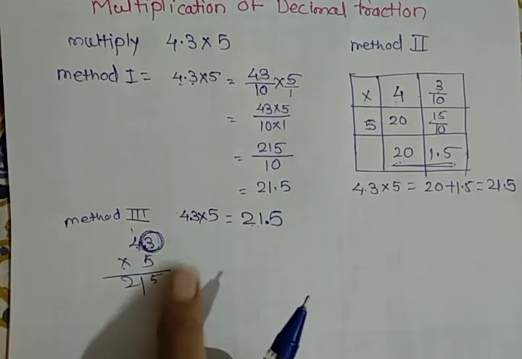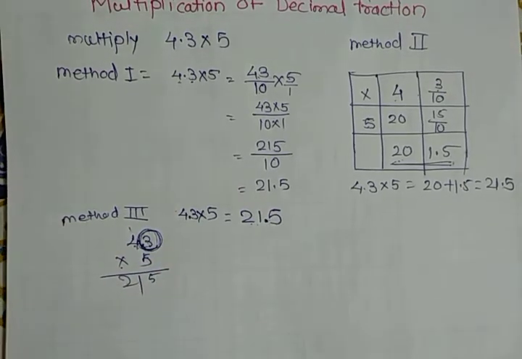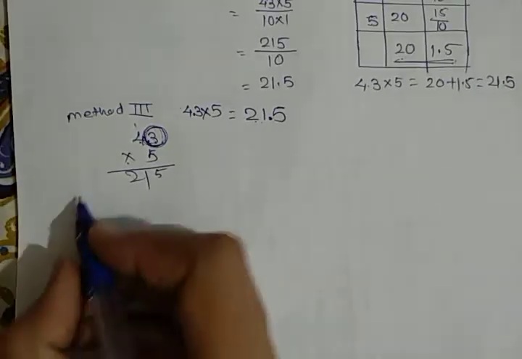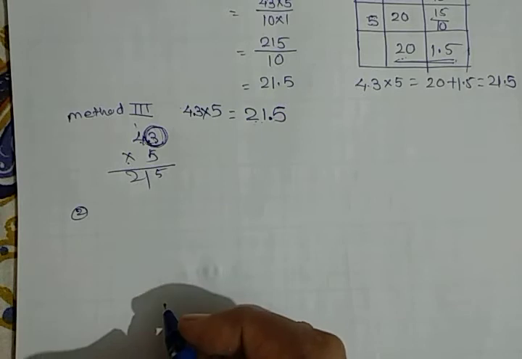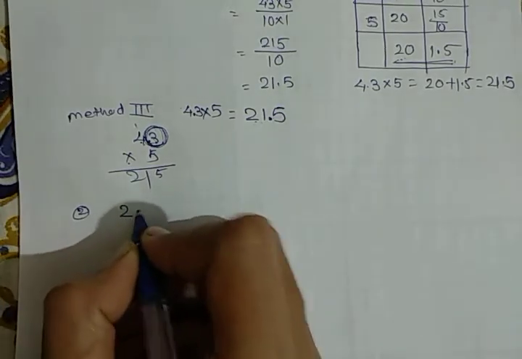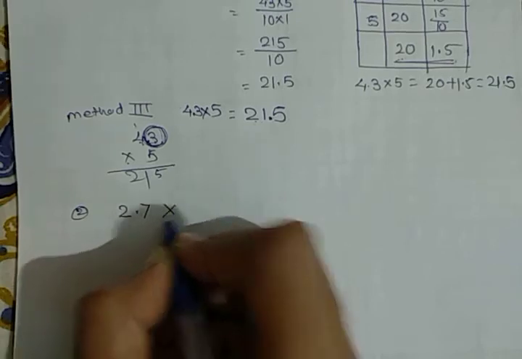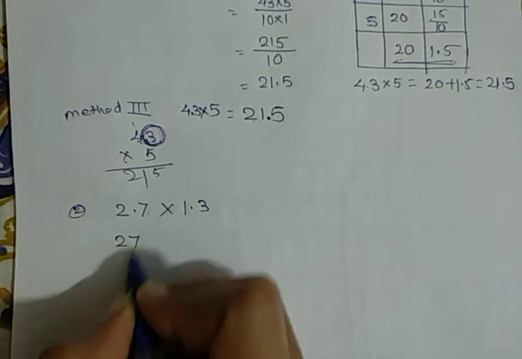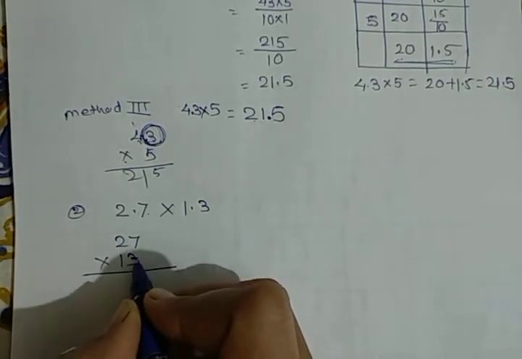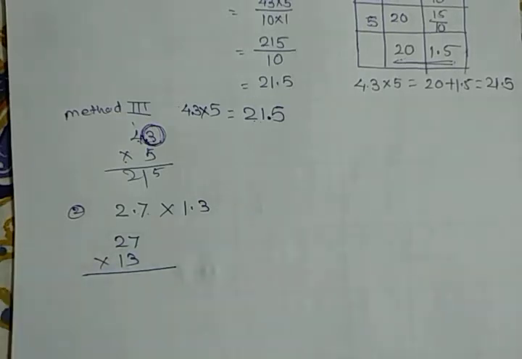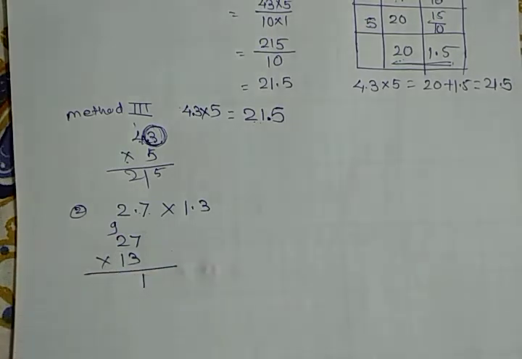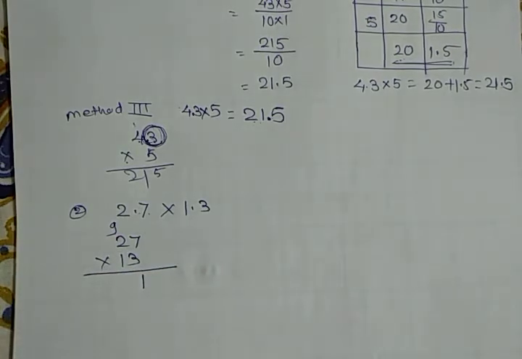I hope this third method is very easy. Let's see one more example using the third method. 2.7 multiplied by 1.3. First take a simple multiplication here: 27 multiplied by 13. Okay. 13 sevens are 91. 13 twos are 26. 26 plus 9, that is 35.